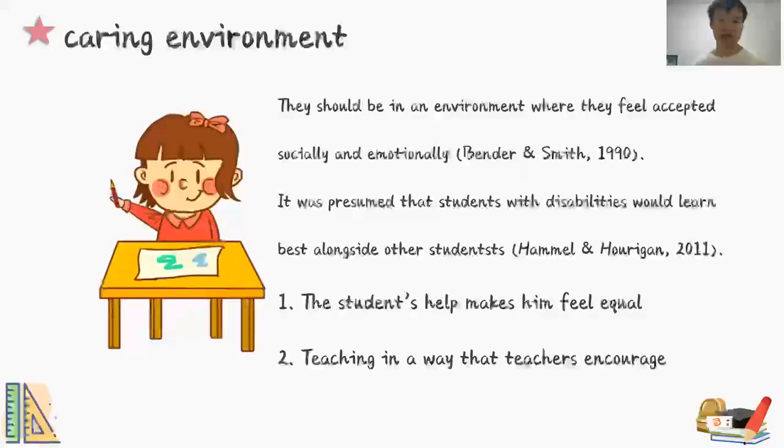The second teaching method is to let them learn in a quiet environment. Ban and Smith propose that this should be an environment where they feel accepted socially and emotionally, and Hager and Rieger also proposed that it will be presumed that students with disability will learn best alongside other students. So first, they should study with different students and let their classmates help them. And then second, the teacher provides more support and improves their self-confidence.